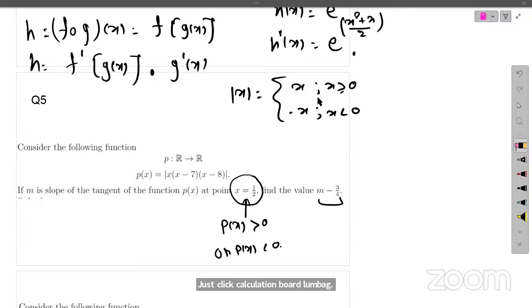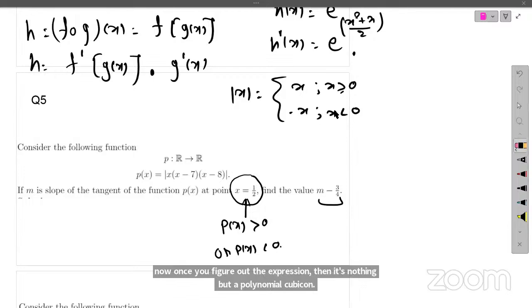No, I mean not that long. Once you figure out the expression, then it's nothing but a polynomial, a cubic polynomial. So just differentiate it.